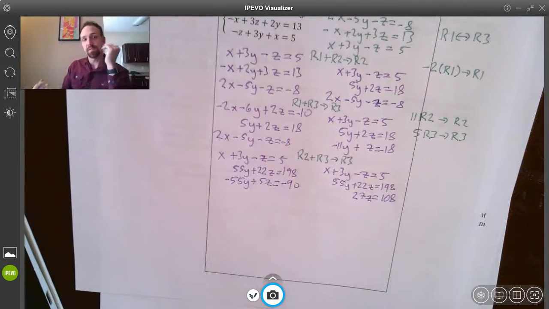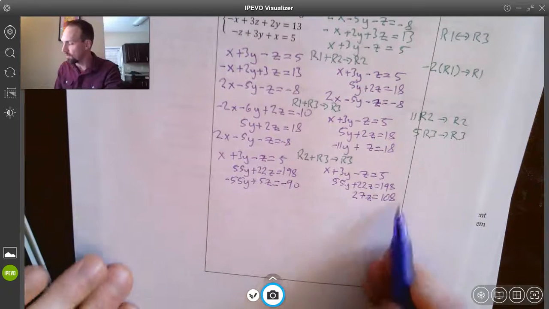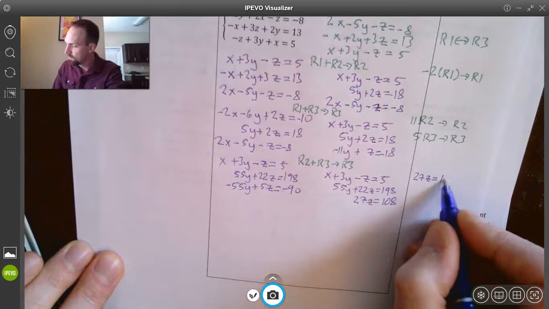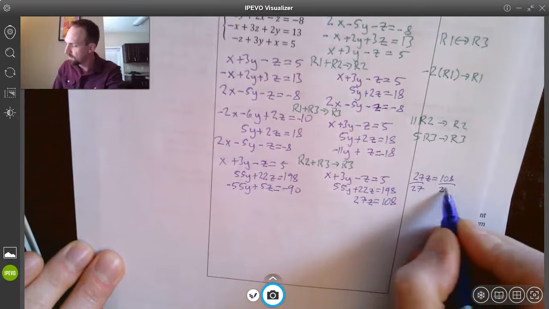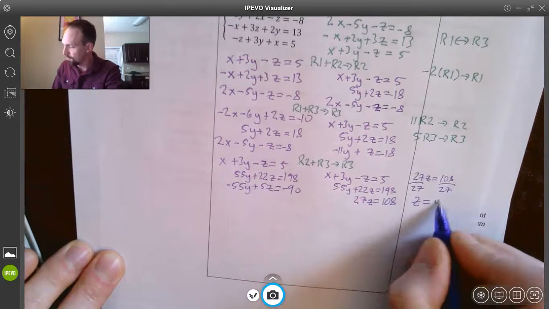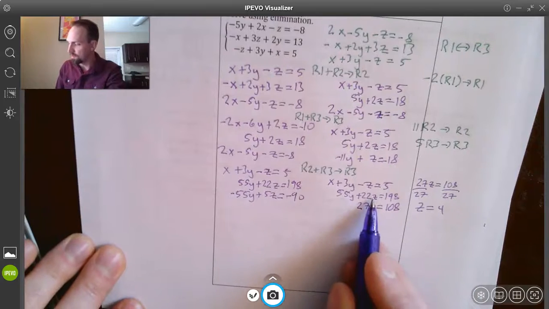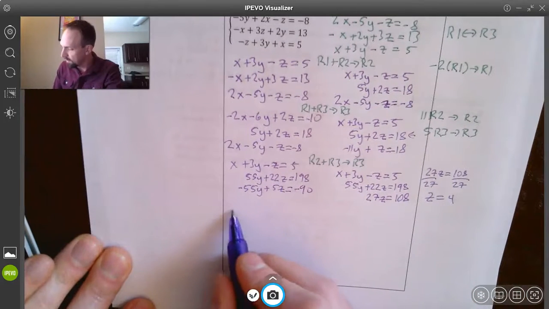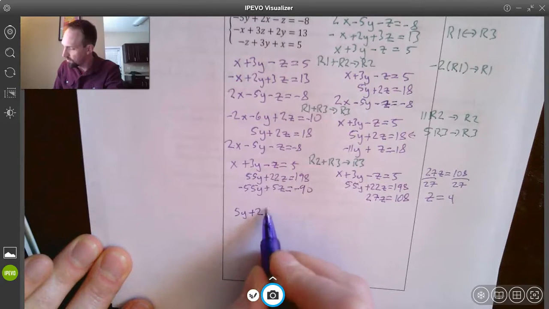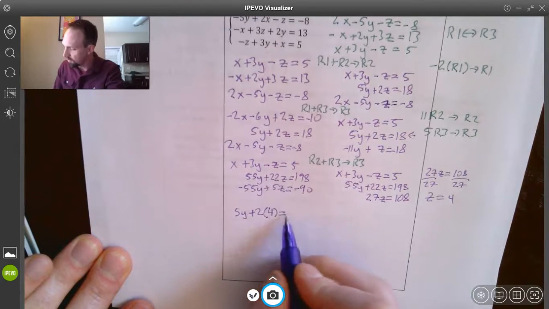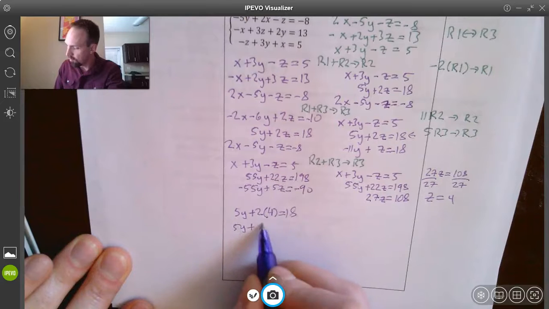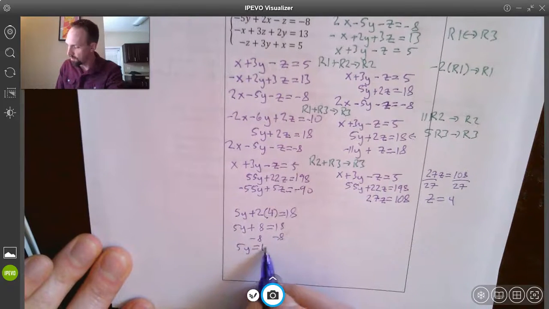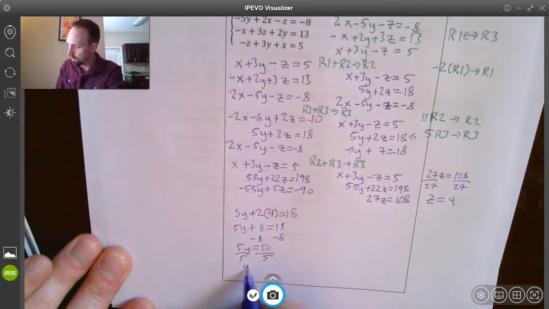So now I can substitute back to find these values, solve for this one first. So if I divide both sides by 27, I get z equals 4. I said I was going to back substitute. Remember, I could use this one here. So we have 5y plus 2 times 4 equals 18. So 5y plus 8 equals 18, minus 8 on both sides. You get 5y equals 10, divide by 5, you get y equals 2.